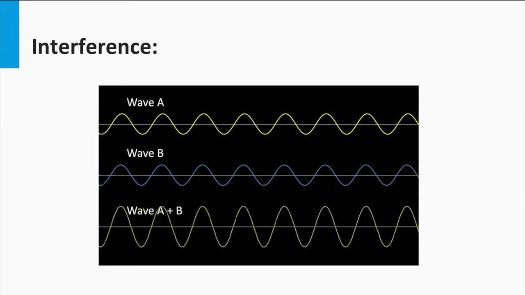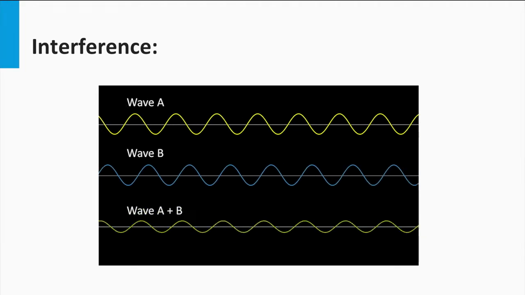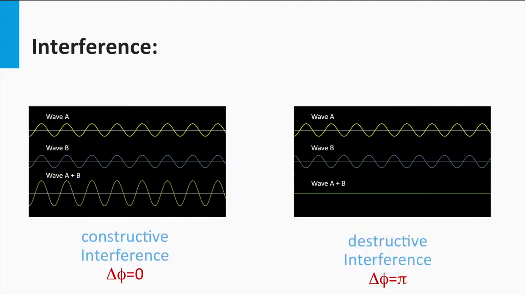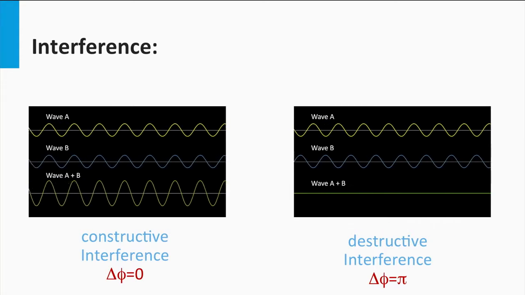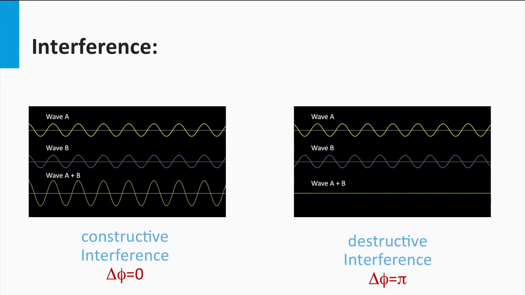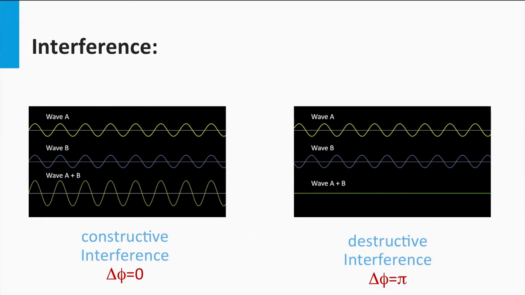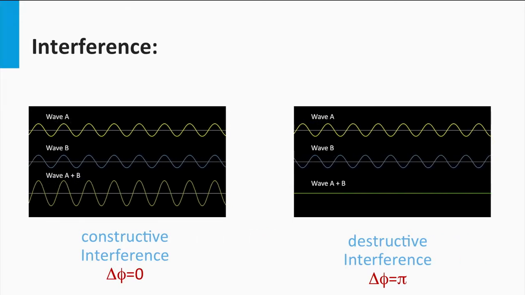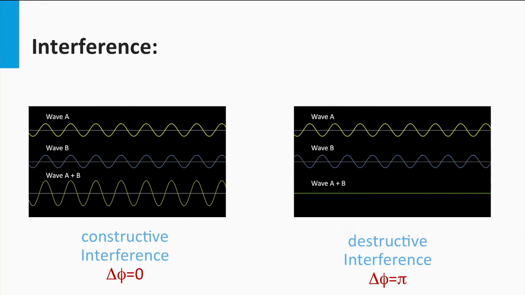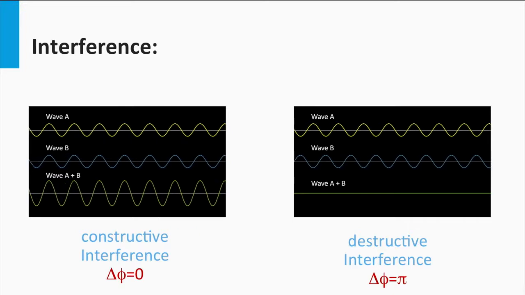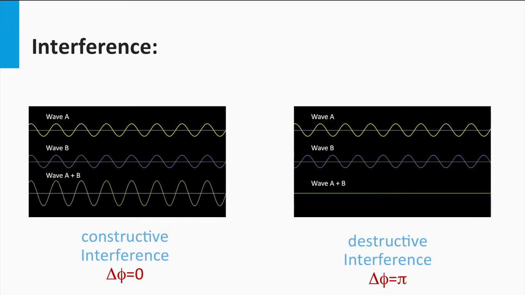It means that the resulting amplitude of wave A plus B can be larger or smaller than the original waves A and B. When two waves A and B are traveling in the same direction and are in phase, the resulting amplitude is larger than for a single wave. This situation is called constructive interference and is shown on the left. When waves A and B are in antiphase, the amplitude of the resulting wave is equal to 0. This situation is shown on the right and is called destructive interference.